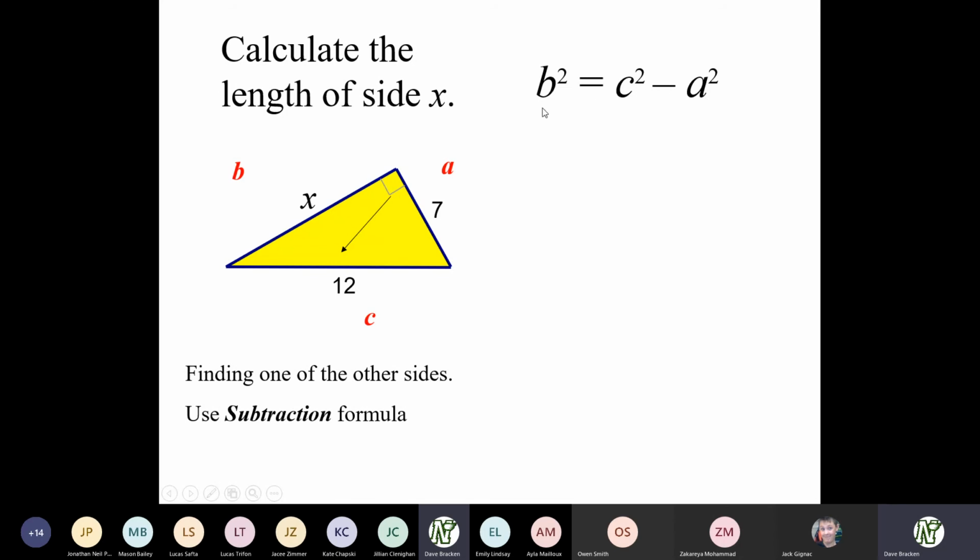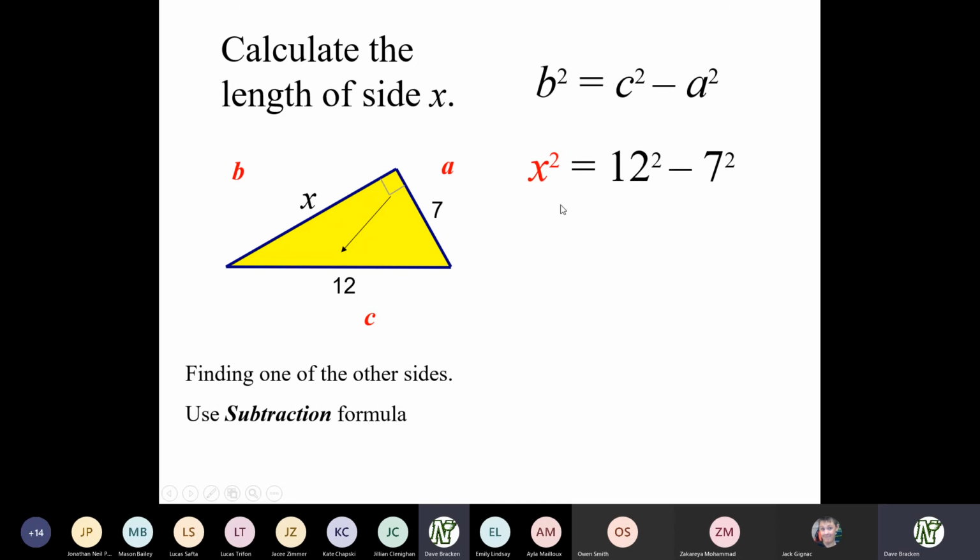But what am I going to plug in for the B? Technically nothing, but in the diagram, notice they gave us an X. This is where you set yourself apart from other people. Don't put B squared equals, change it to X squared, because that's what you're finding. Do you see the change here? B is actually X squared equals 12 squared, take away 7 squared.